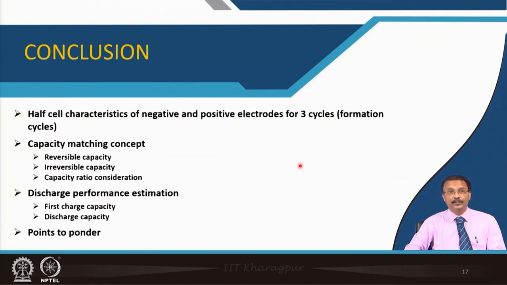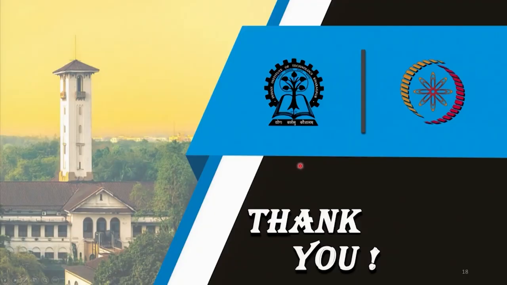So, in this particular lecture, I talked about half cell characteristics of negative and positive electrodes for 3 cycles, the formation cycle and what their implications are. Then the capacity matching concept, taking into consideration the reversible capacity, and the capacity ratio consideration that has been introduced. Then discharge performance evolution, first charge capacity and the discharge capacity, how to take the capacity which is exactly in between. Accordingly, the charge and discharge voltage window, you will have to play with that. And there are certain things that you should always keep in mind, that are listed in points to ponder. Thank you for your attention.